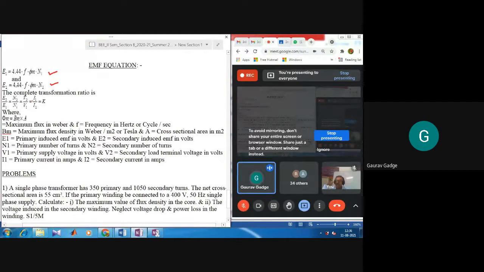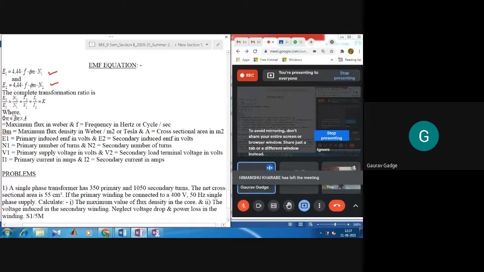The voltage and current both are inversely proportional, and therefore the transformation ratio is E2 upon E1 equal to N2 upon N1 equal to V2 upon V1 equal to I1 upon I2, and that is equal to K. Don't forget this transformation ratio. There may be a simple 2 marks question on this transformation ratio.